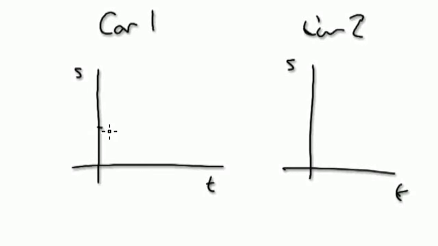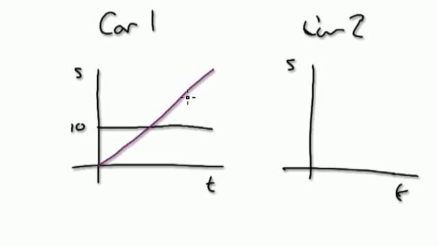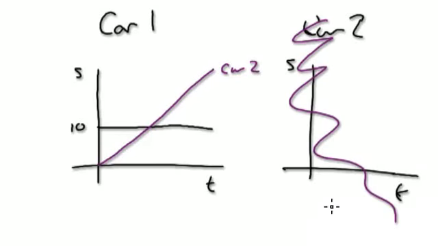So here you've got a situation where the car is going at constant speed of 10 meters per second, whereas this one here, well, let's superimpose this. It will look something like this. So this is car 2. Okay, let's forget about this.